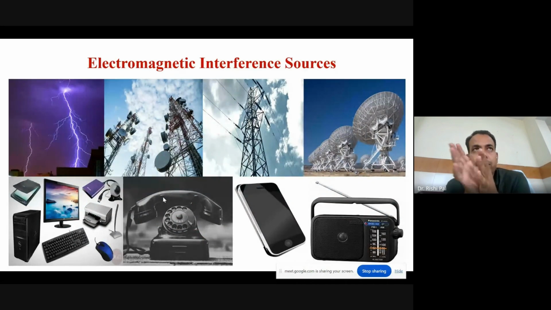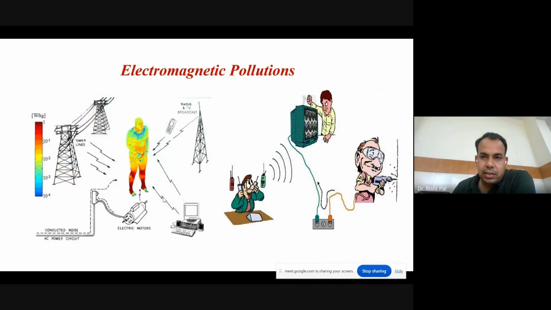Everybody knows that surrounding us, a lot of electromagnetic radiations are present. It may be microwave, radar wave, visible light, infrared, UV, gamma rays, X-rays, all kinds of radiations. But when these radiations come across any electrical instrument, like televisions and mobile phones, sometimes the electromagnetic radiations disturb the signal.